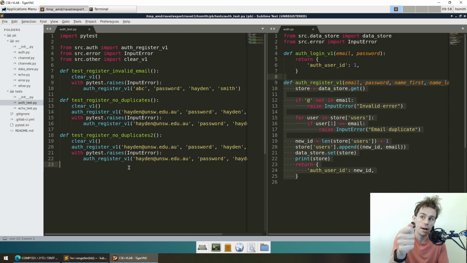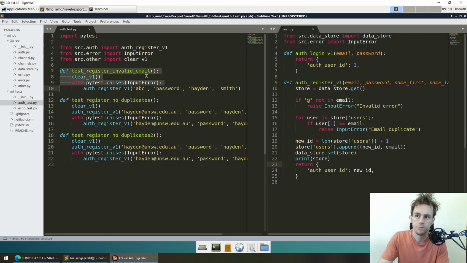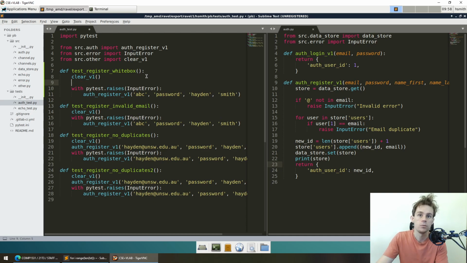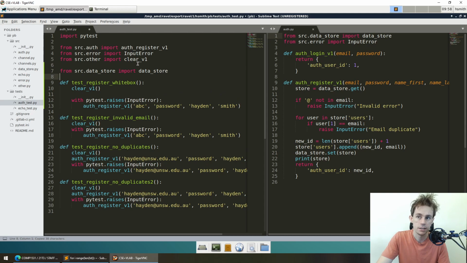But how would you write a white box test for auth register? Well, to write a white box test, you can break abstraction, which means breaking through the abstraction layer and actually digging around in the code. So what do you know about what happens when you register a user? Let's do one here. If we write a test called test register white box, where we clear the data store, the first thing we might do is actually import the data store. Just to be clear, this is white box testing. This is not what you should be doing in your project.